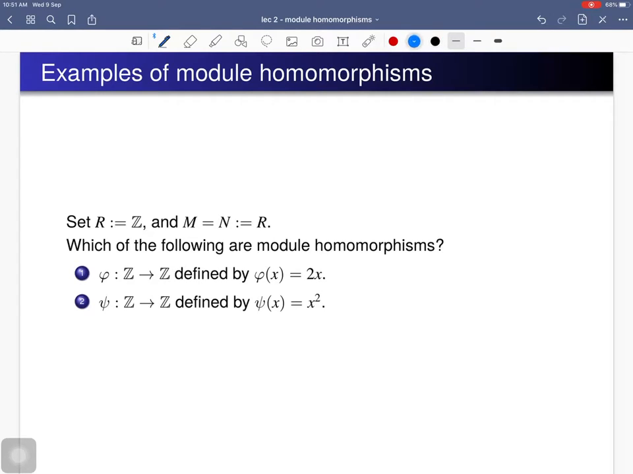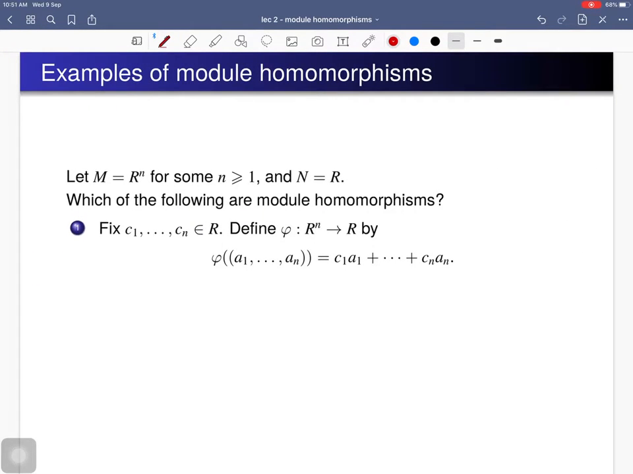So this is a module homomorphism, but I should note that it is not a ring homomorphism. Why? Because though it preserves addition, it does not preserve ring multiplication. So it is not a ring homomorphism, but it is a Z module homomorphism. What about the second map? psi of x is defined to be x squared. We can see that it does not preserve addition, so it is not even a module homomorphism.